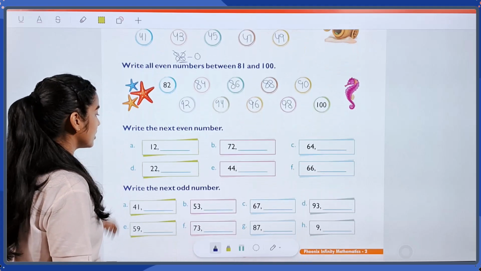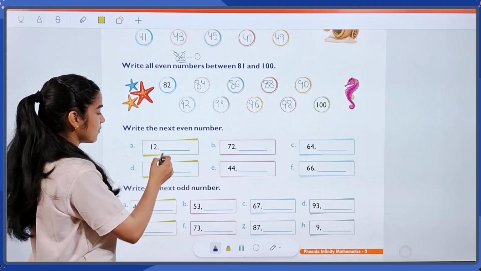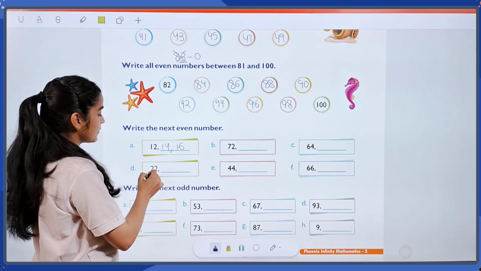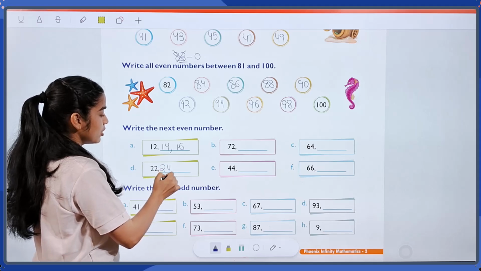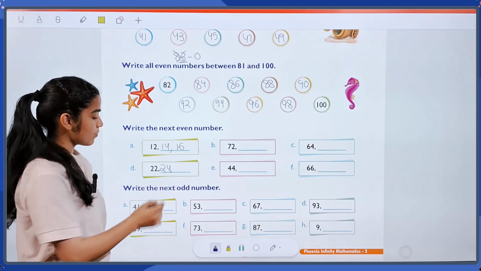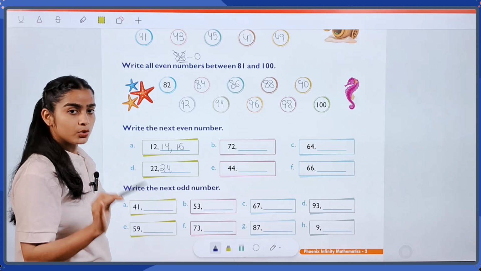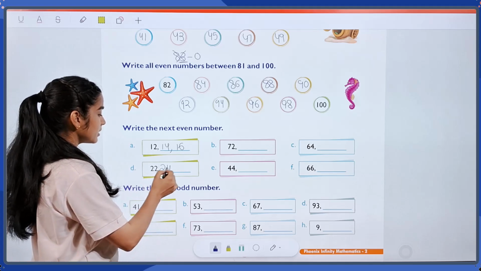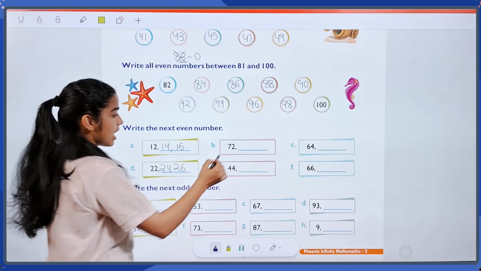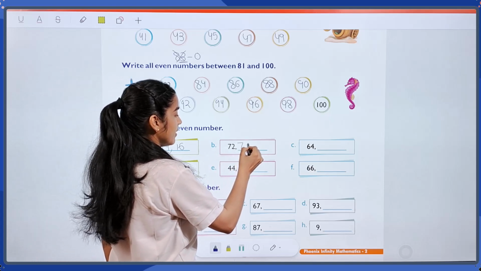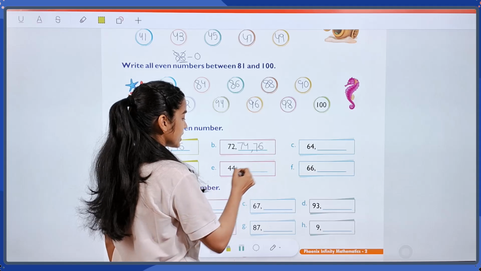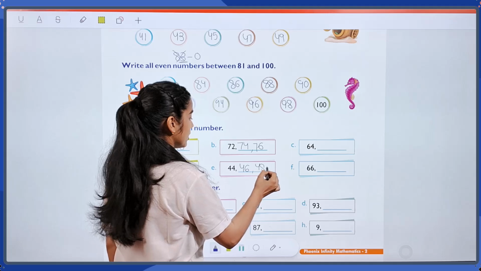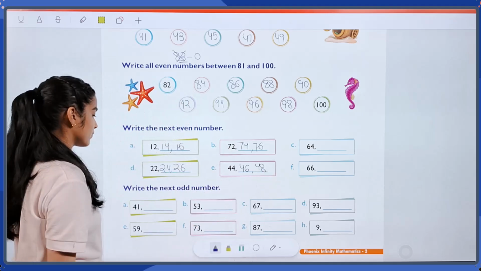Write the next even number. What comes after 12? After 12, we have 14. After 14, we have 16. After 22, we have 24. You just have to skip one count. After 22, we have 23, but we don't select 23 and we write 24, then 26. After 72, we have 74, 76. After 44, we have 46, 48. In such a way, you can do the rest of them also.